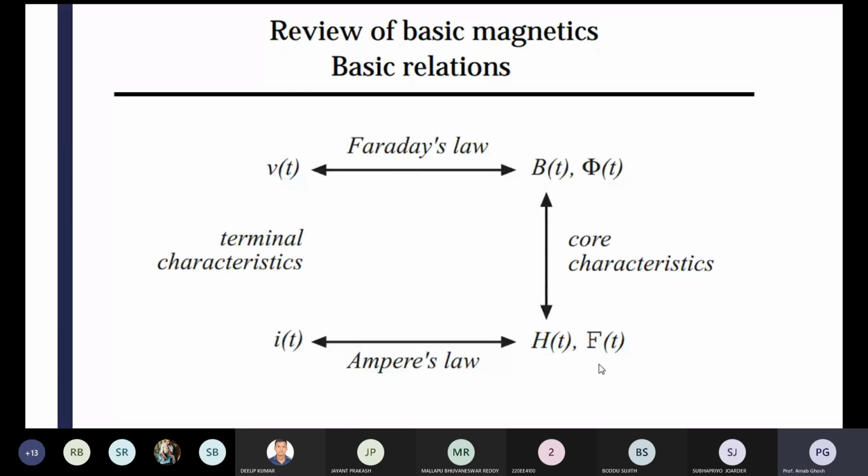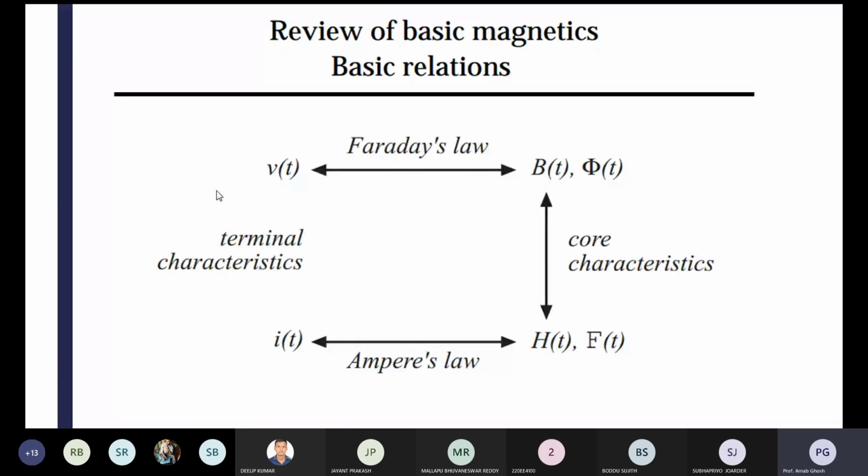Another one is that Faraday's law is responsible for inducing some voltage. The turn is there, so if a flux is there, definitely a voltage is induced. And Lenz's law says that the effect always counters its cause.